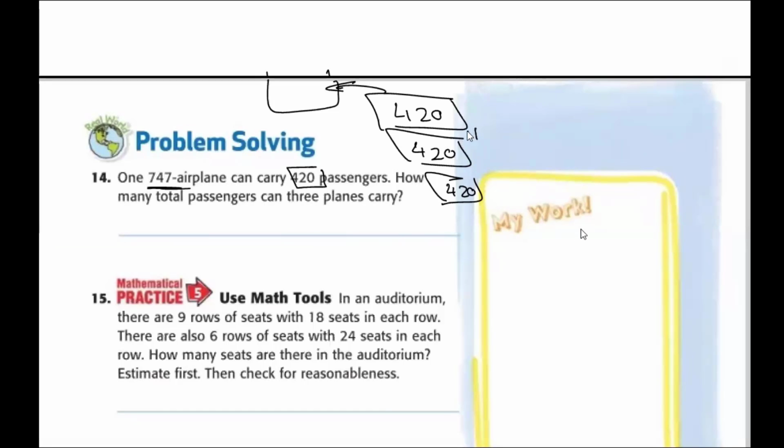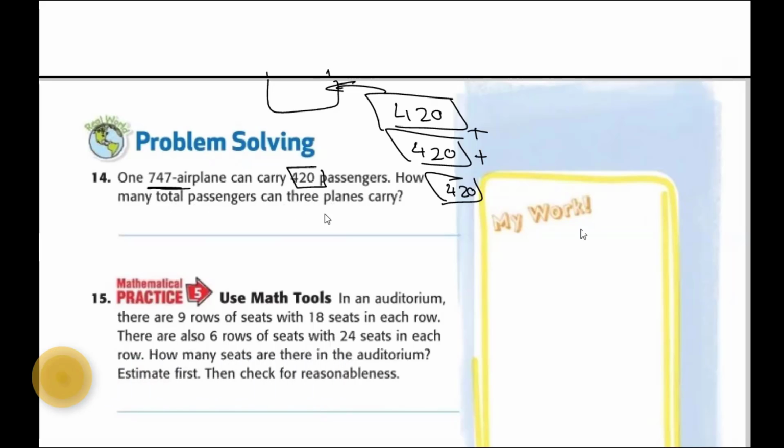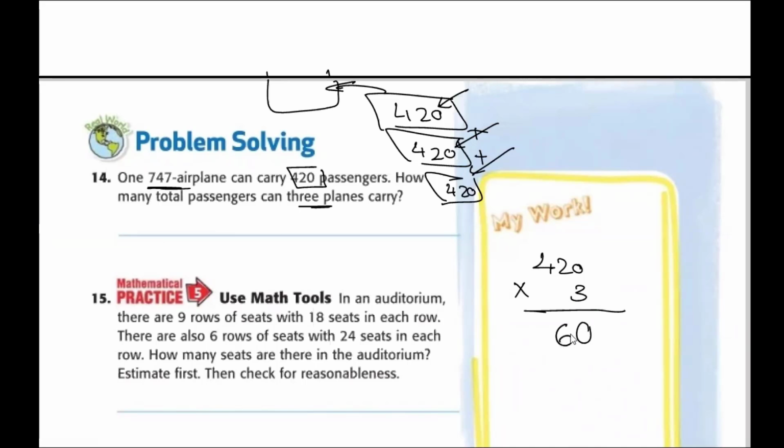Yes, because that's repeated addition. We will add the first one and the second one, so we will add 420 three times. How do you know it's 3 times? Because there are 3 airplanes. How many total passengers can 3 planes carry? The first one can carry 420, that's the second, and that's the third. So it will be 420 times 3. Do you understand it or not? Yeah, I understand. Okay. So 3 times 0 equals 0. 3 times 2 equals 6. 3 times 4 equals 12. So we have 1,260 passengers.